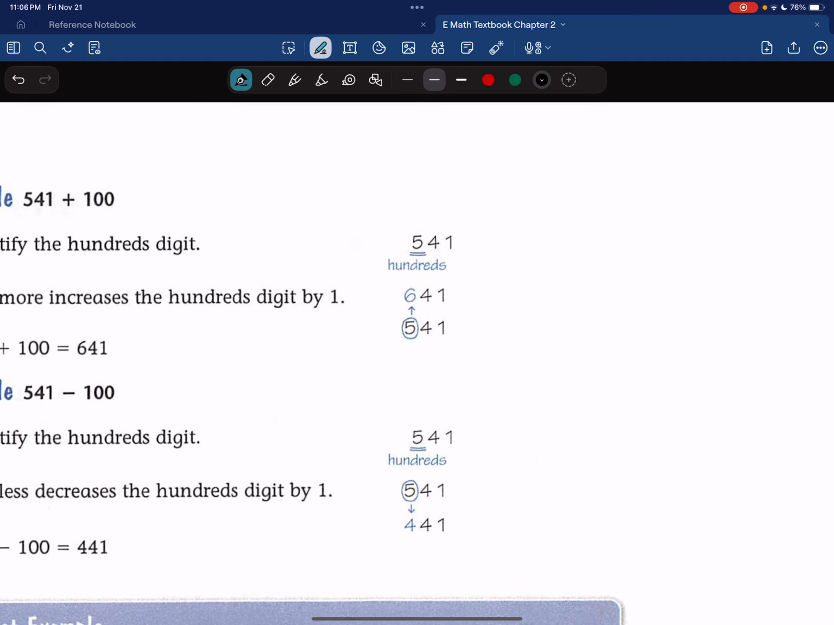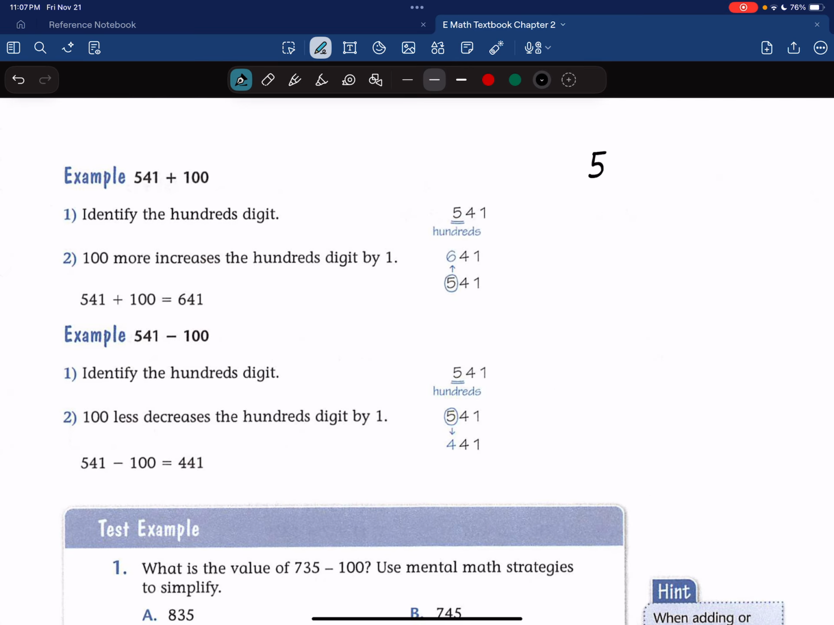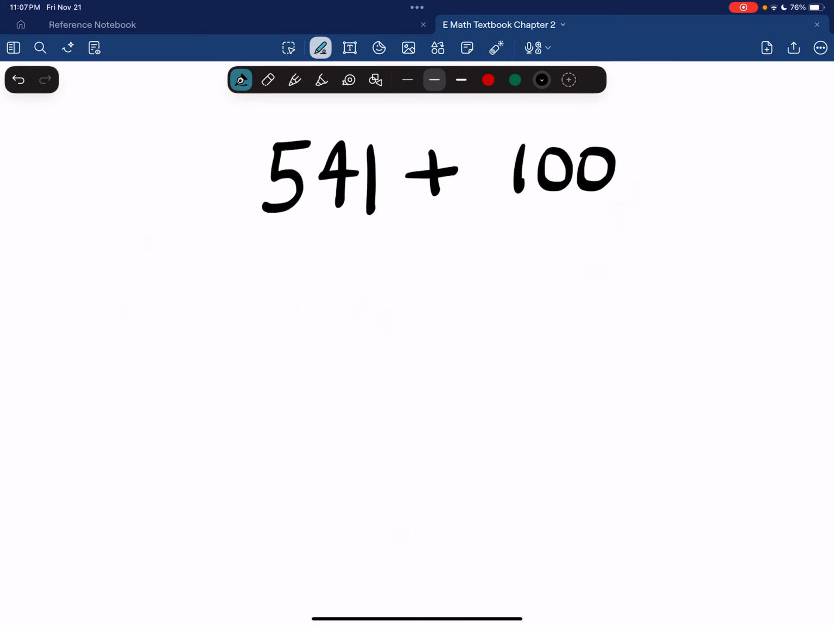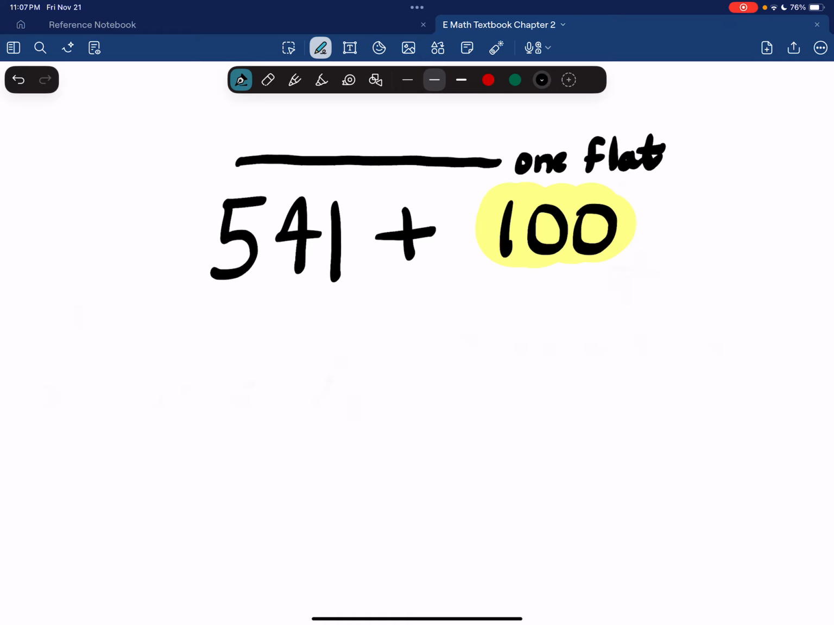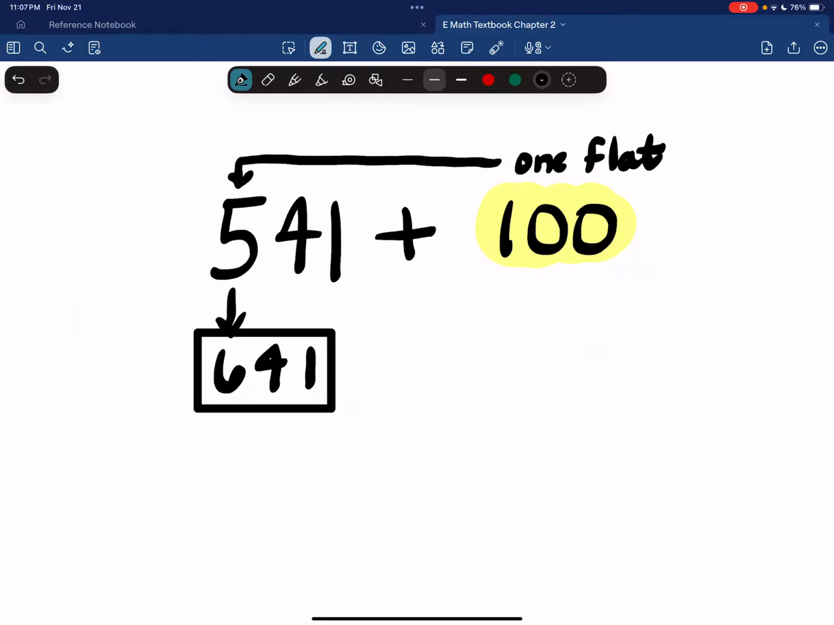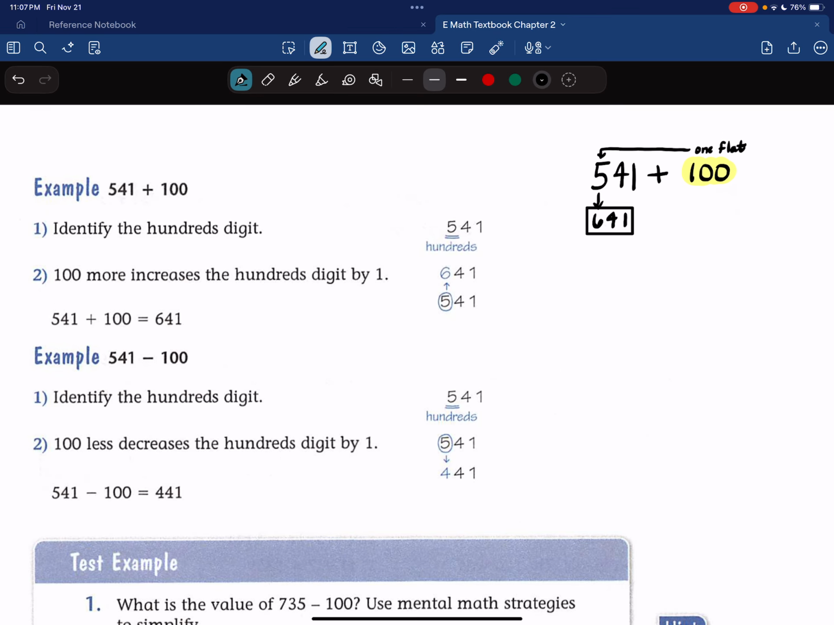So let's practice this one. We have 541 plus 100. So I'm going to zoom in here. And I know that this is one flat, not a rod. It's a flat this time. So it's going to be this column, and we're increasing it by 1. So this will come up to a 6, and that's the only place that changes. 641 is your answer.